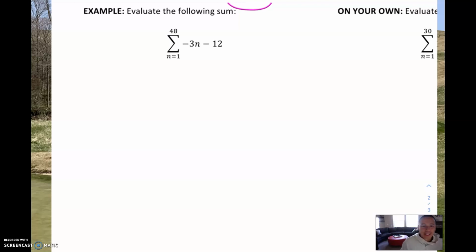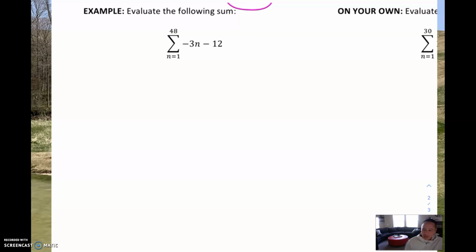Okay, two more examples and then you're going to be out of here with arithmetic series. So this one looks a little bit different and it has this funny little symbol here. It's the symbol called sigma. And hopefully you've seen this before. It's called sigma notation. And it just says evaluate the following sum.